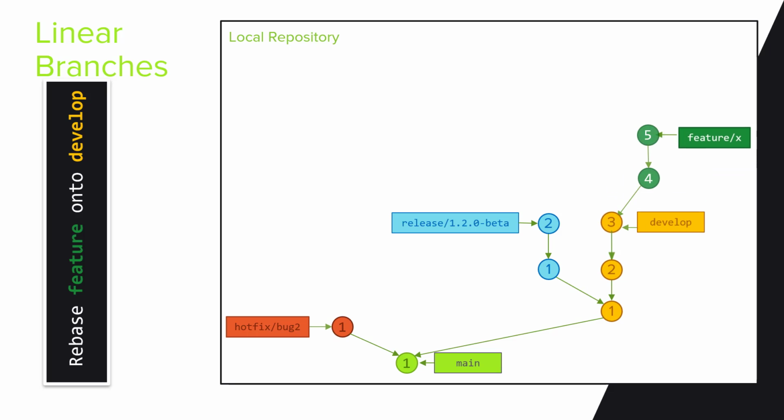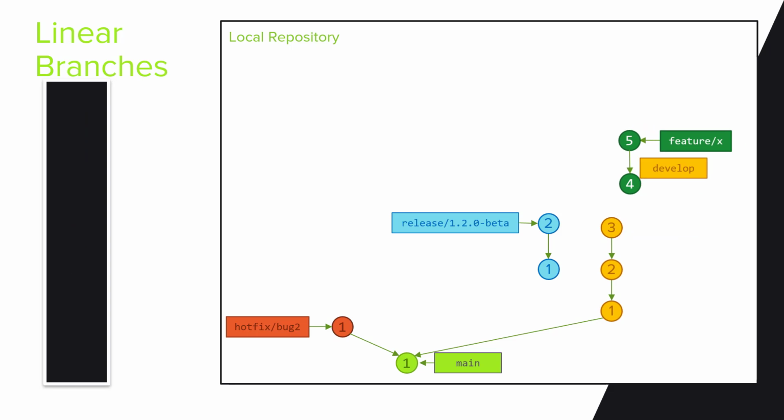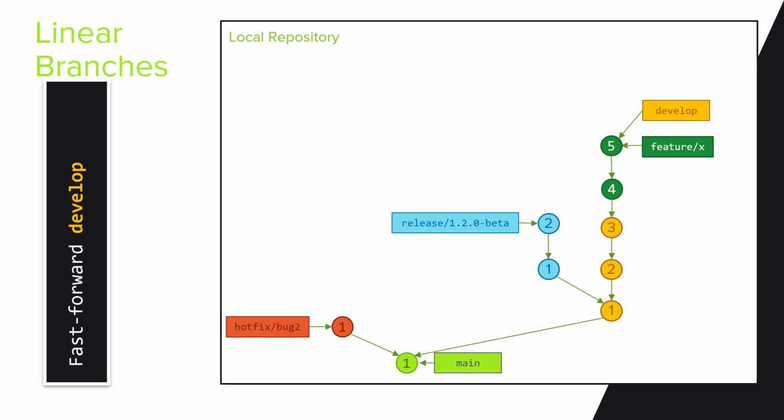So instead of merging, how about we rebase our features onto develop? This would ensure linearity and would also cover our development testing needs. Once we have rebased our feature branch, it's time to fast forward develop so that it catches up.